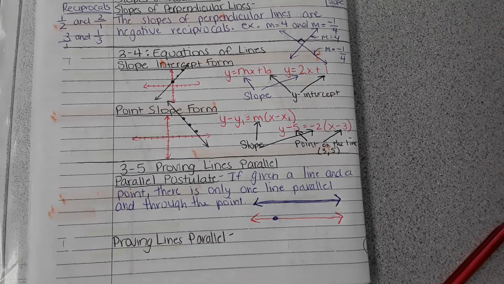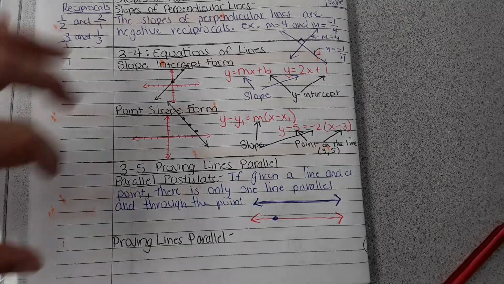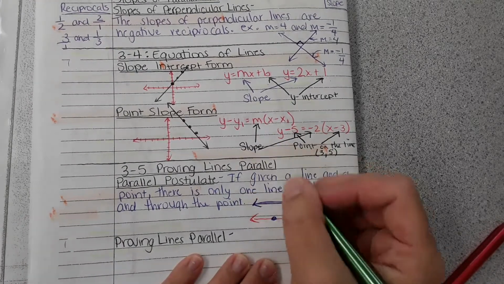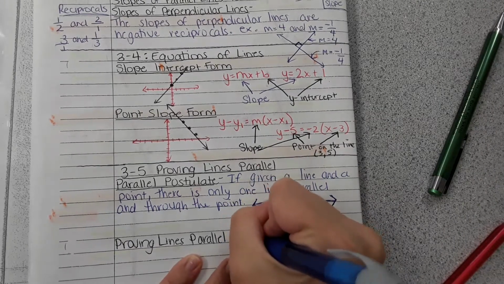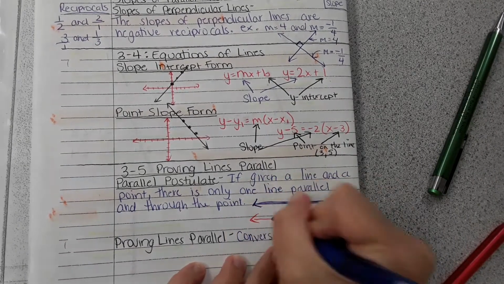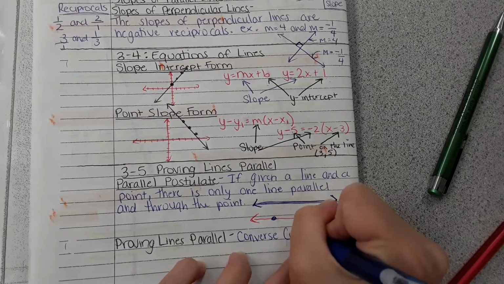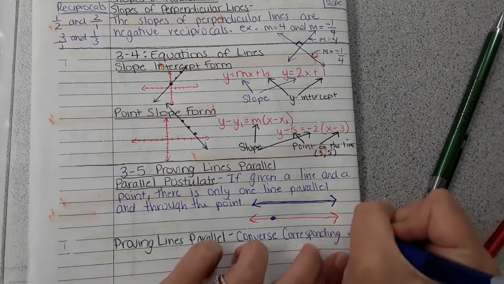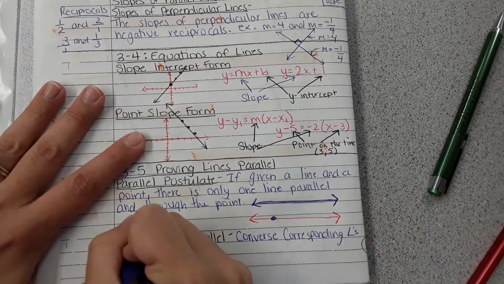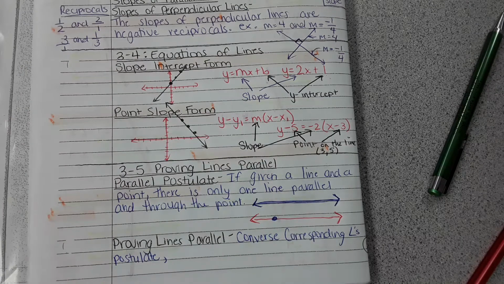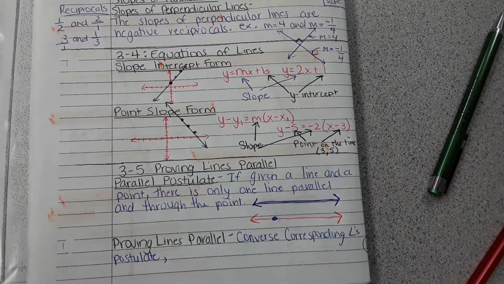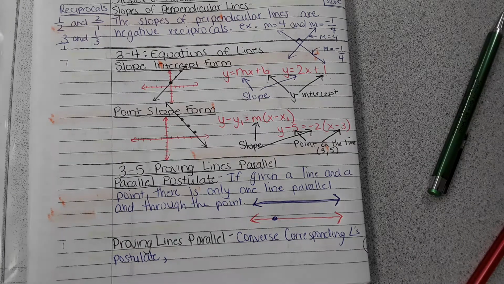So we're just going to list these. It's called the converse of corresponding angles. So I'll use a different color. Converse, corresponding angles postulate. So the converse of the corresponding angles postulate says that if corresponding angles are congruent, then the two lines are parallel.